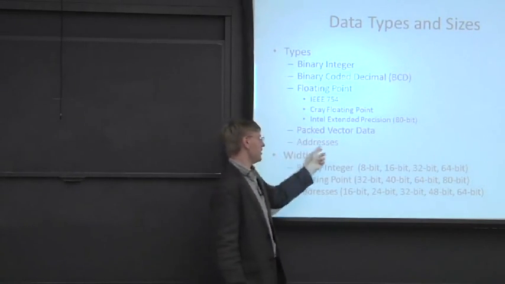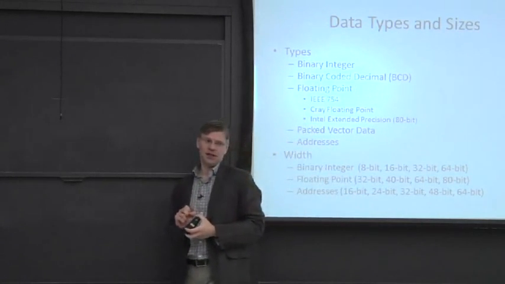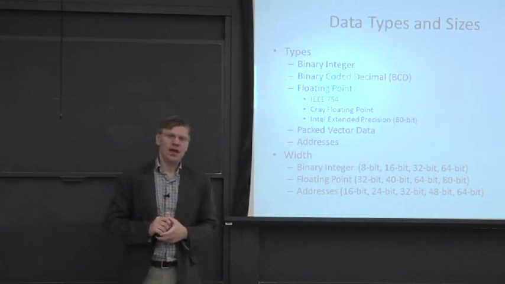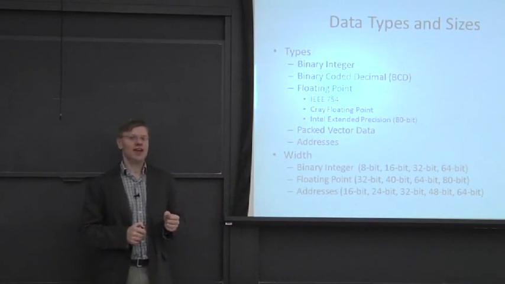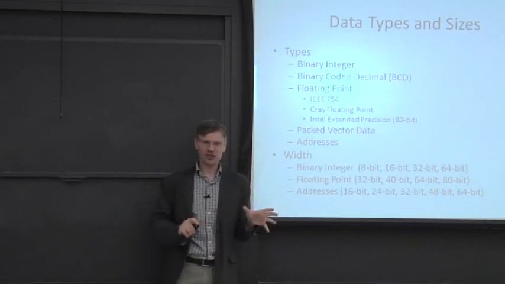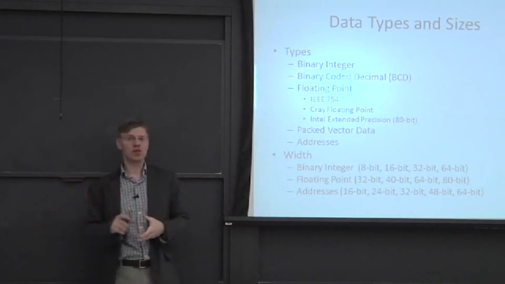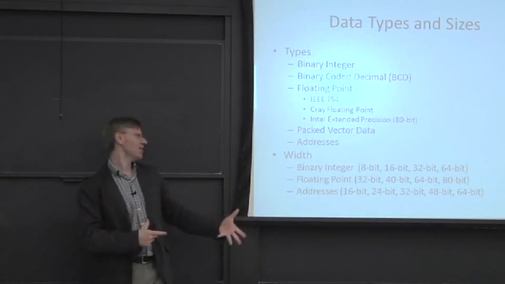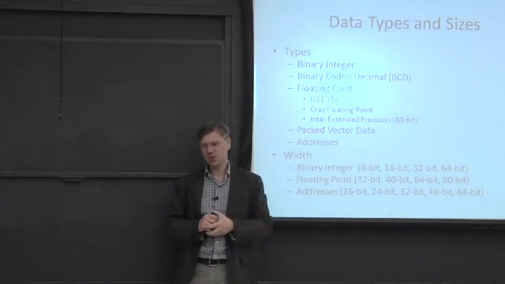And some architectures even have a special data type called addresses, which is different than a binary integer. So some older computers actually had address registers. And the address data type was different than the binary integer data type. And that was different than the floating point data type. And there were different registers and different register names for that. And what was nice about that is they knew that if you loaded something into the address registers, it was definitely an address. So it had type information.